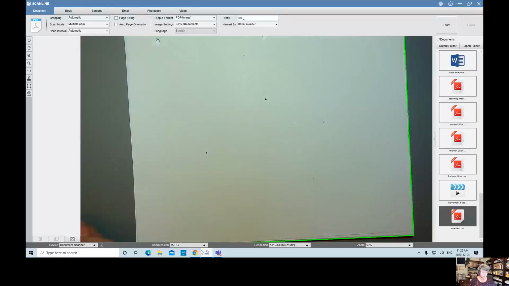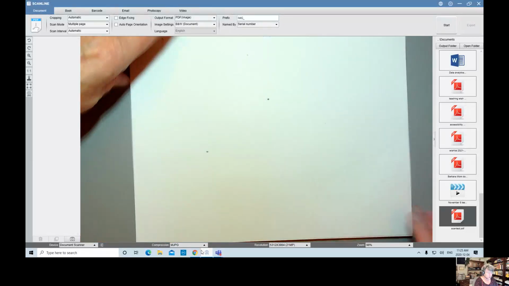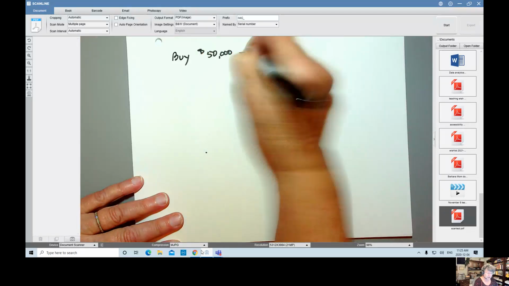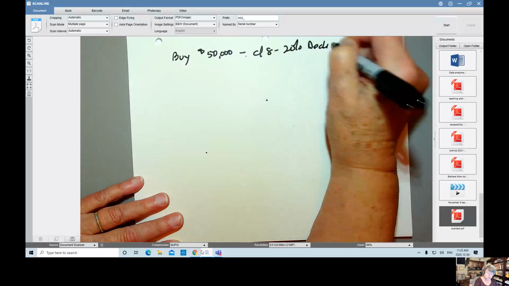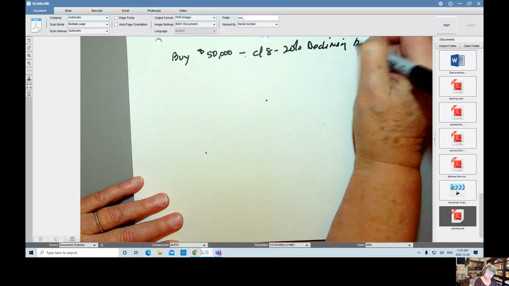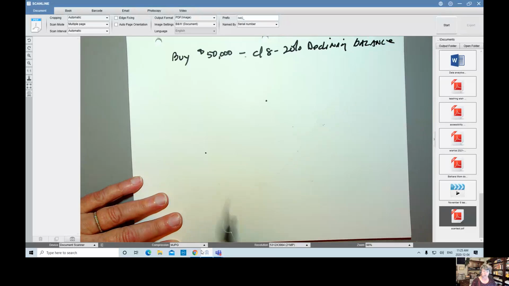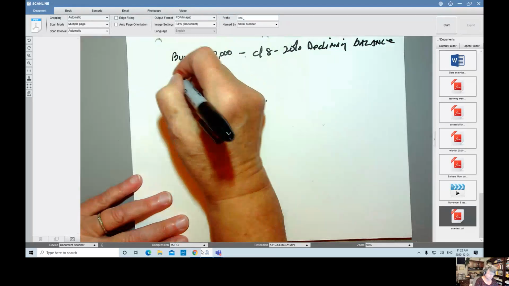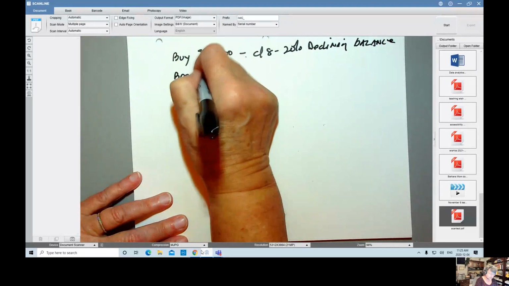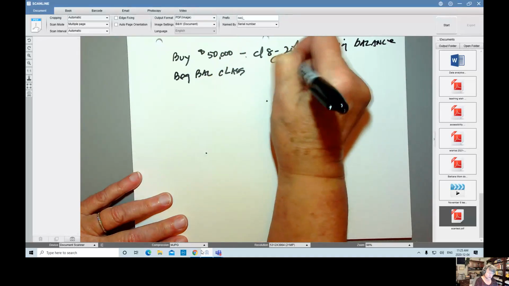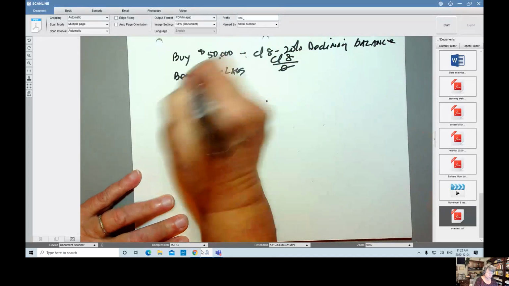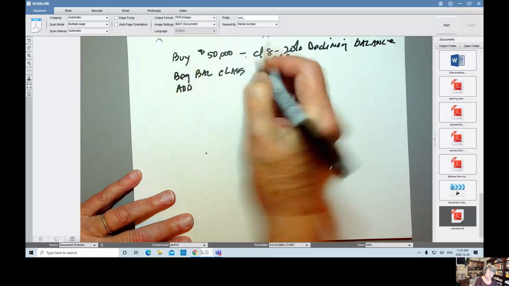So what we do is we say, let's say you buy an asset that costs, say, $50,000, and let's say it goes in class 8, which is a 20% declining balance class. All right, so we have a beginning balance in the class of 0, and then we're adding 50,000.